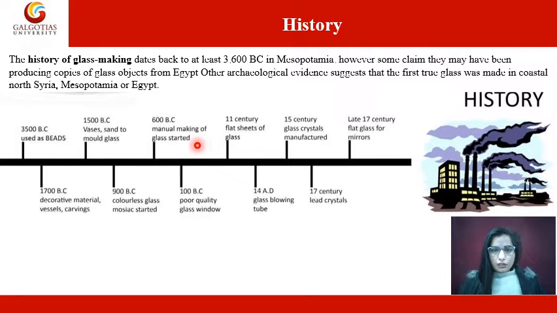So here we have the history of glass. The history of glass making dates back to at least 3600 BC in Mesopotamia. However, some claim they may have been producing copies of glass objects from Egypt. Other archaeological evidence suggests that the first true glass was made in coastal North Syria, which is in Mesopotamia or Egypt. So here you can see a timeline showing the evolution of glass in different periods.